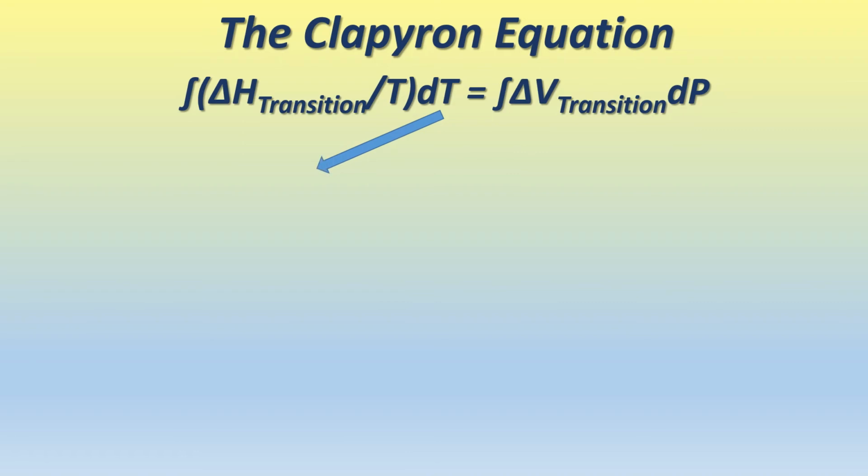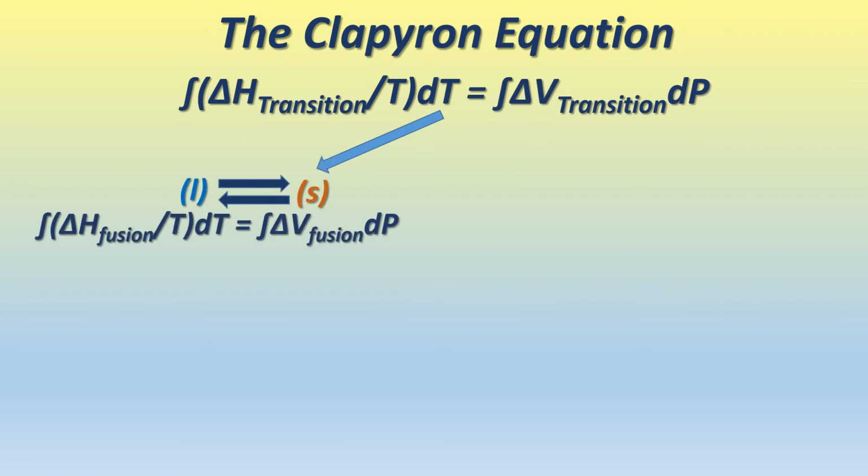What happens? Two familiar phase transitions. Let's say I'm going from a liquid to a solid. The delta H is now the delta H of fusion. The delta V is now the delta V of fusion.